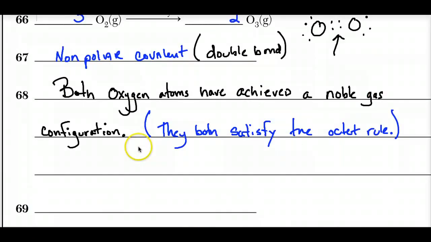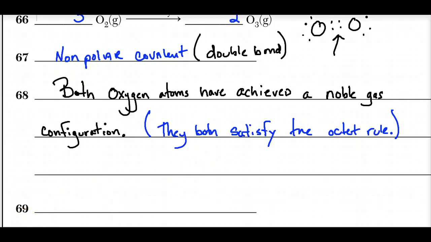So I said both oxygen atoms have achieved a noble gas configuration. I mean, there are many ways you can answer this. They both satisfy the octet rule. They both have 8 now. And certainly there are other things I'm sure you could say that are equally correct, but that is sufficient, or something along those lines, to earn your point.